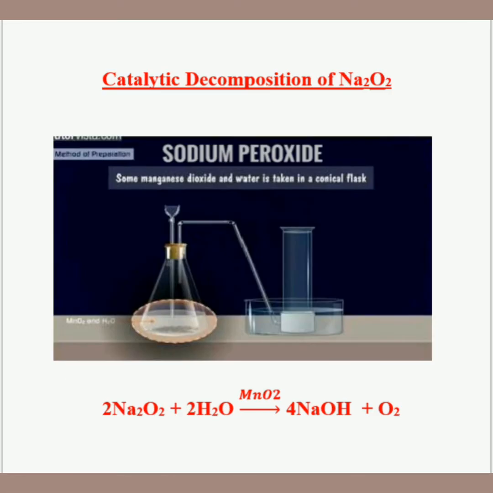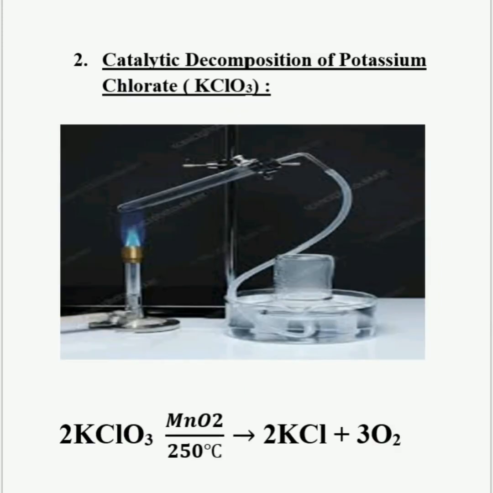Let us now see the catalytic decomposition of sodium peroxide. The procedure is almost the same. Solid sodium peroxide mixed with manganese oxide is kept in a conical flask over which water is dropped in the form of droplets from a dropping funnel. Oxygen thus produced is collected by downward displacement of water. The chemical reaction in this connection is as shown at the bottom, as sodium peroxide decomposes to form oxygen and sodium hydroxide.